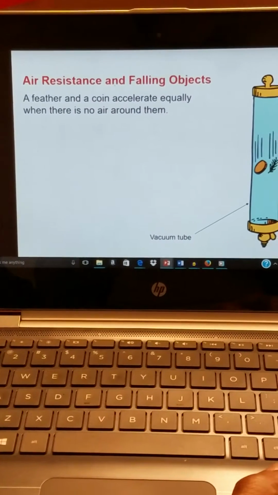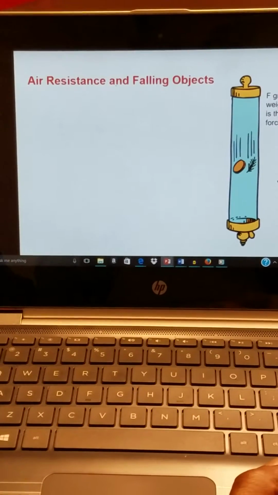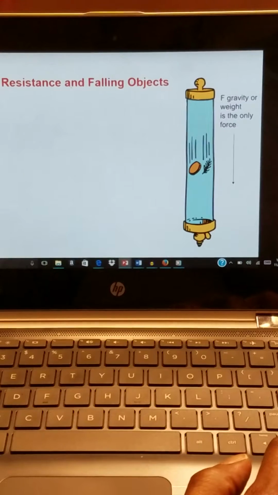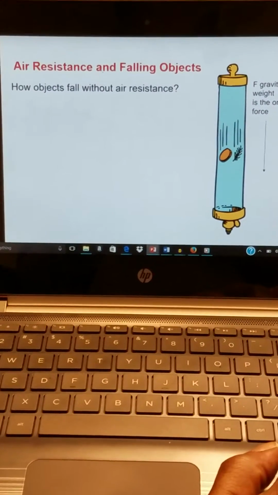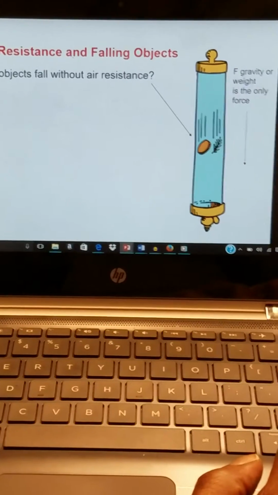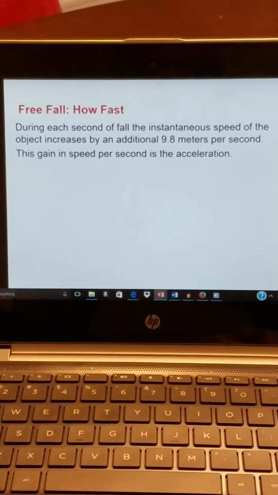If we have a vacuum tube in which we place a rock and a feather, they will be falling at the same rate if we neglect air resistance.